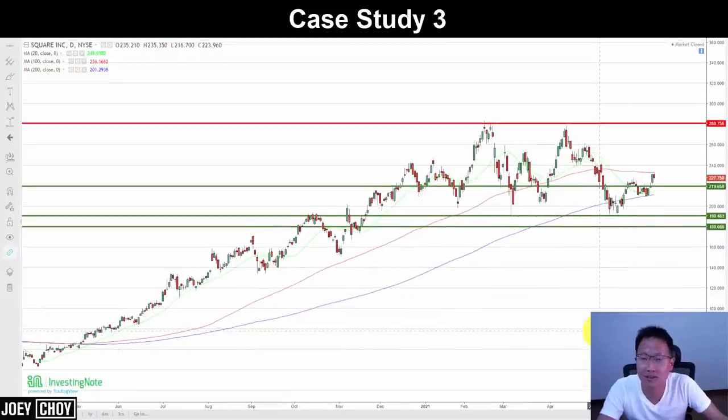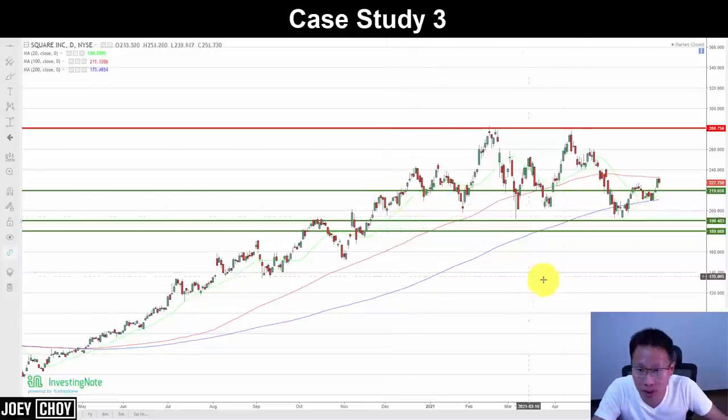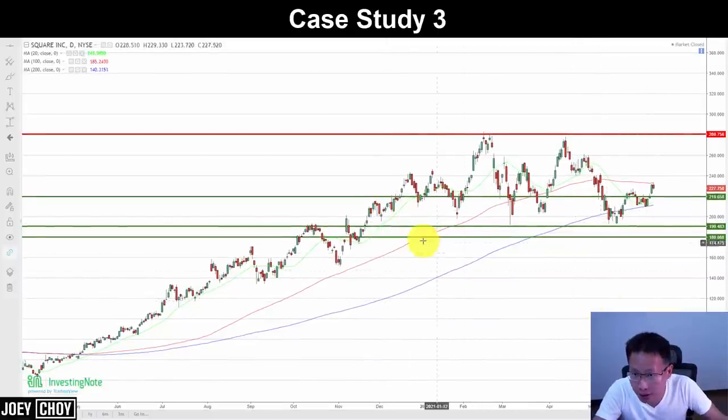Okay, this counter, Square, is one of the case studies I'd like to share with you, and you can see a very, very strong uptrend for Square. Let's see if we can see any of those candles that we discussed previously. Somewhere in this very good uptrend it started to consolidate, and that's where we started to see a bit of support coming in, about 190 to 200. You can see we have been holding above this support level for about 5-6 months now.